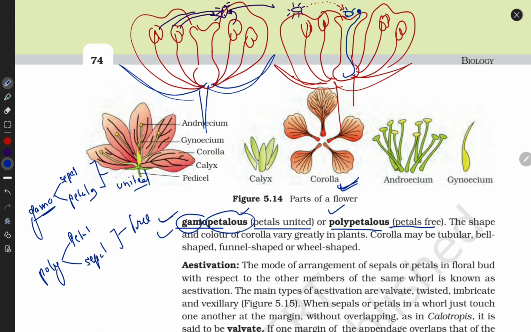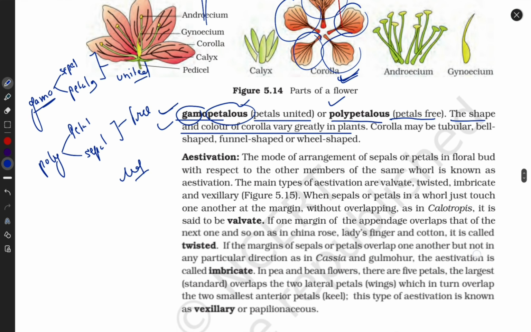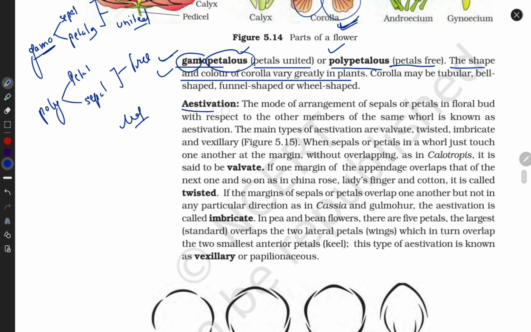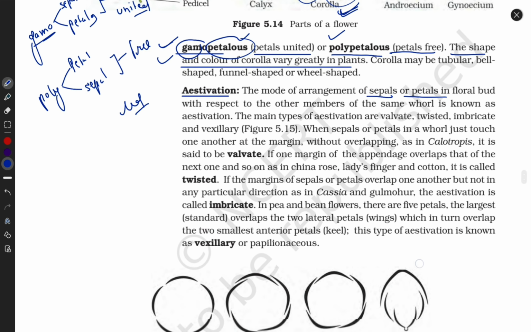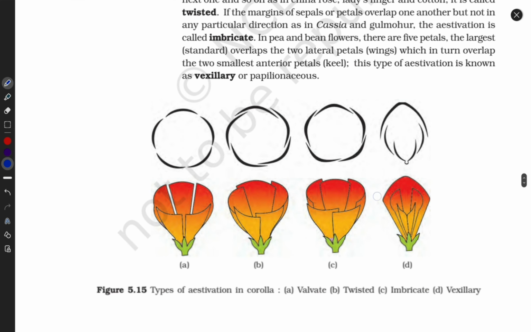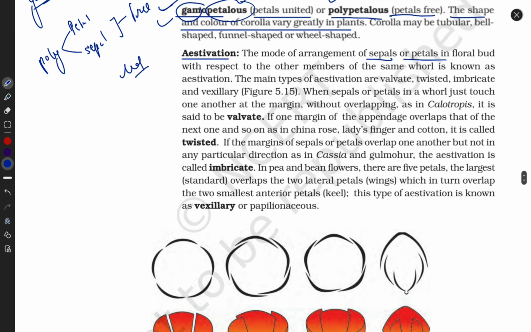Now guys, the shape and color of corolla vary greatly in plants. They may be different from plant to plant. Rose petals are red in color, jasmine petals are different in color, mogra petals are different in color. Every corolla, meaning the petal part, pankhudi, varies from plant to plant. Now guys, arrangement. Now what is the arrangement of sepals or petals? First is valvate. Yes, this arrangement.